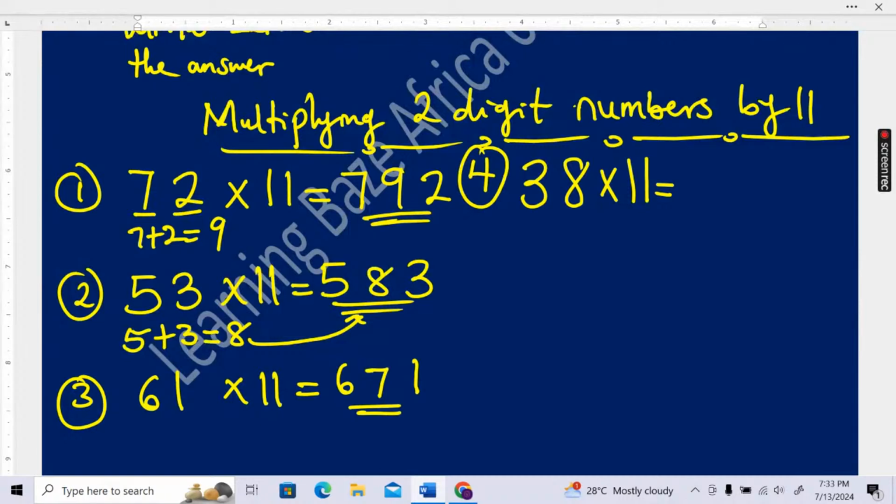Amazing. So now, how do we multiply 38 by 11? 38 times 11. So give a space in between 3 and 8. Then add the two numbers together. 3 plus 8 is equal to 11. Now, you're not going to write 11 at the middle. You will write only 1, then carry 1 over. All right? Now, add the 1 that you carried over to 3. 3 plus 1 is 4. So the answer is equal to 418.